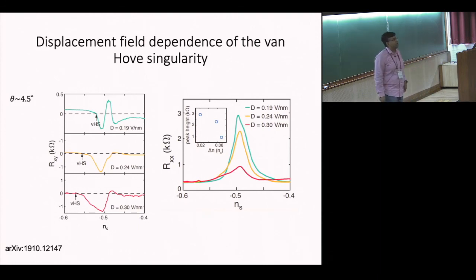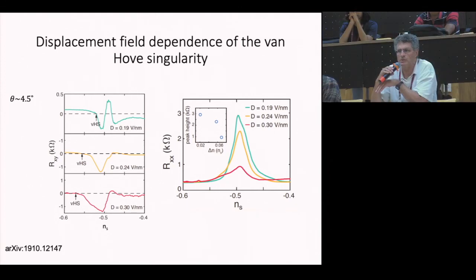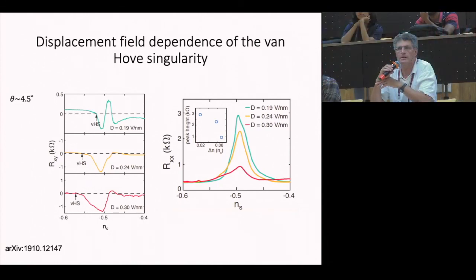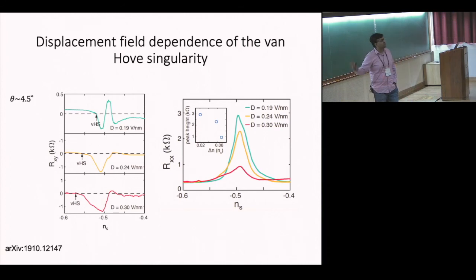You said it agrees with the theory, which? The place where this Lifshitz transition happens is captured by single particle band theory as a function of electric field. As you apply electric field, this point moves further and further towards filling. And the two peaks, how do they agree with theory? They don't agree with theory at all. This single particle theory doesn't capture that at all. Very interesting. We don't understand the Hall effect there.